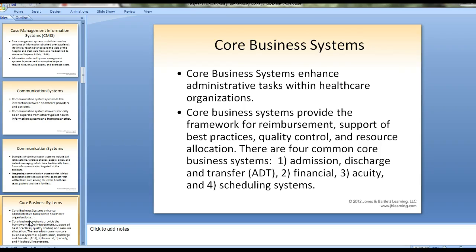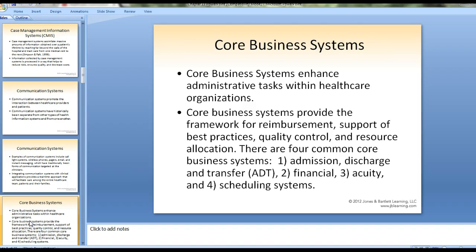Core business systems enhance administrative tasks within healthcare organizations. So core business systems provide the framework for reimbursement, support of best practices, quality control, and resource allocation. So there's 4 common core business systems: admission, discharge, and transfer, financial, acuity, and scheduling systems.